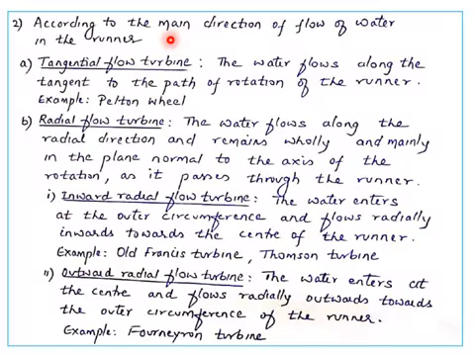That was the first classification. There is another criterion to classify according to the main direction of flow of water in the runner. We call it a tangential flow turbine. When the water comes out of the nozzle, it hits a pitch circle, which is the path of rotation of the runner. When the water strikes tangent to the path of rotation of the runner, it is called a tangential flow turbine.